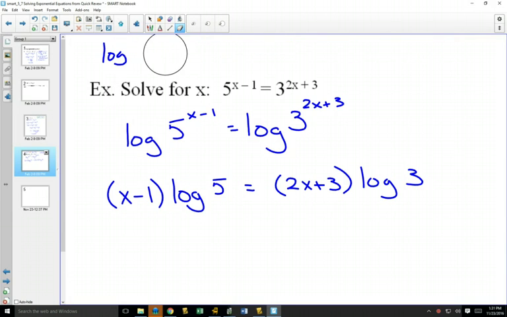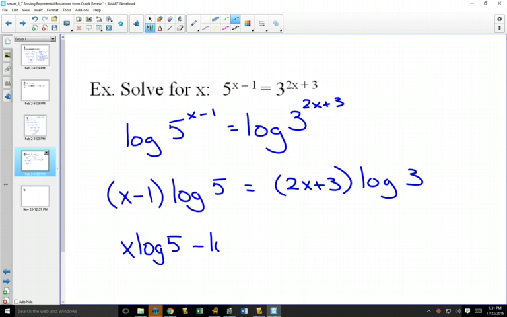But in our case here, since log 5 is a number, we can multiply it through and we'll get x times log 5 and minus 1 times log 5, which will just be minus log 5. And since log 3 is a number, we'll get 2x log 3 and 3 times log 3.